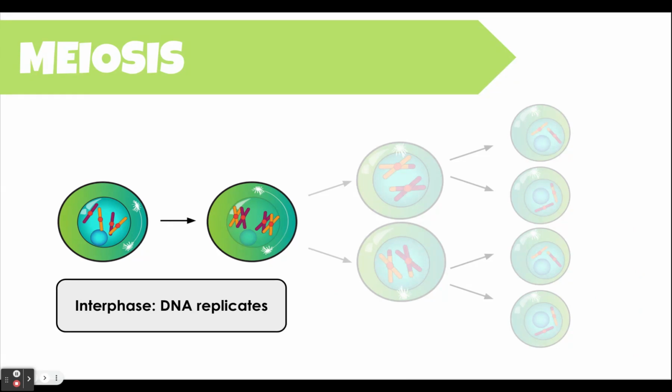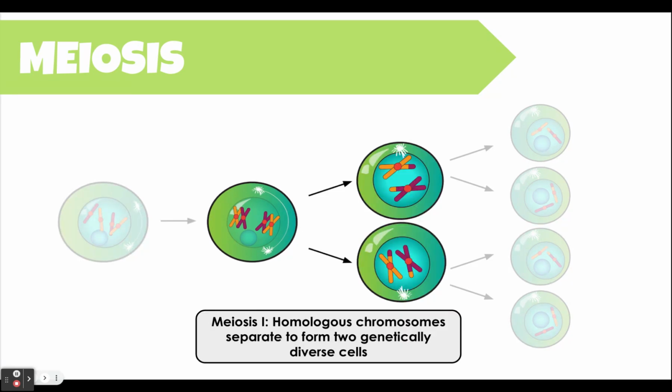So before the cell actually even goes through meiosis, it is sitting in that cell cycle phase of interphase where the DNA does replicate. So every chromosome will replicate itself and will have 2 chromatids per chromosome. Then the first round of meiosis is meiosis I. And the big thing that happens during meiosis I is those homologous chromosomes, the pairs of chromosomes, are going to separate from one another.